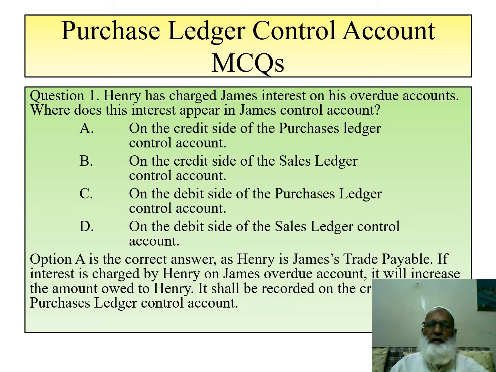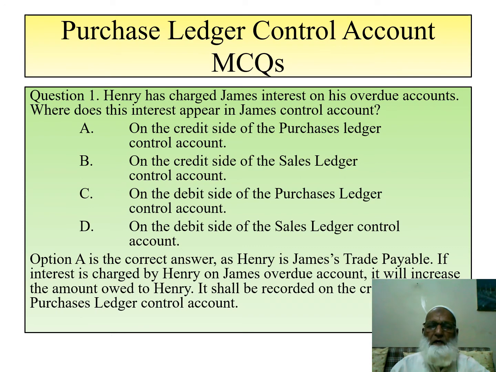Question 1. Henry has charged James interest on his overdue accounts. Where does this interest appear in James' control account? Option A says on the credit side of the purchase ledger control account. It seems this is the correct answer because the purchase ledger control account shows all the accounts payable or trade payables. If the interest is charged, then the accounts payable or trade payable is increased. Therefore, it shall be on the credit side of the purchase ledger control account.